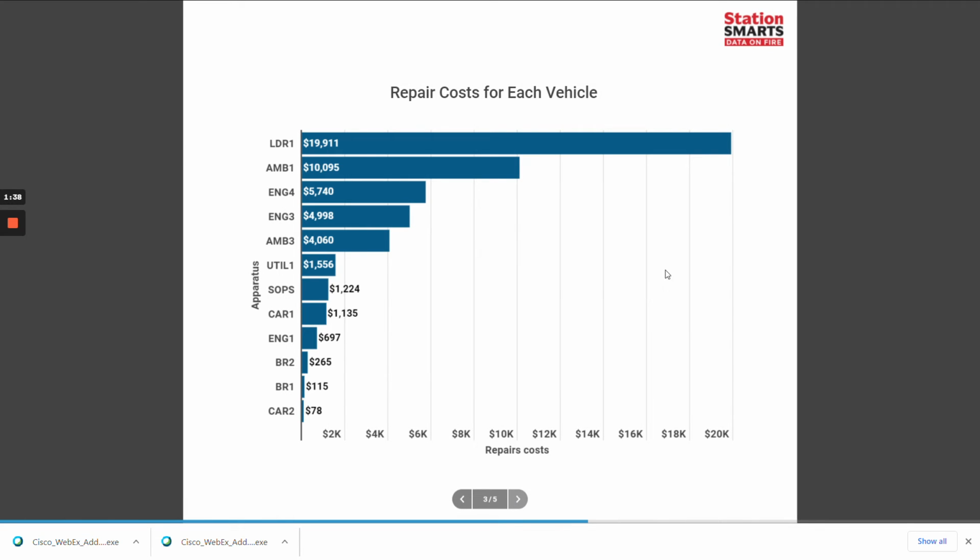So the other thing of interest is the cost for the repairs for these vehicles. So this chart sums up the total cost for each apparatus over the year. You can see Ladder 1 had almost $20,000 worth of repairs.